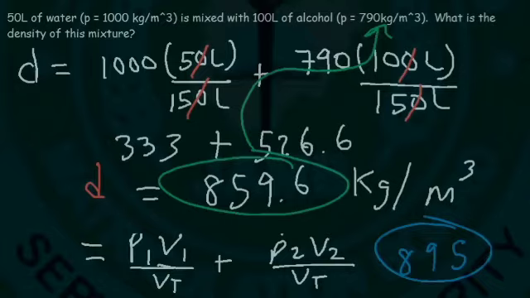Why is the density of the mixture closer to that of alcohol? The reason for that is simple. We mix more of the alcohol than the water, so the density of the mixture should be closer to the density of the pure alcohol than pure water.